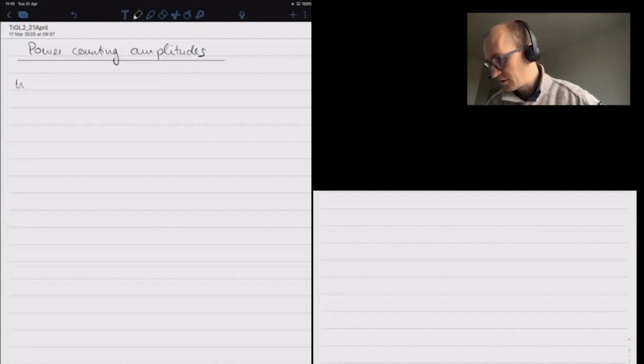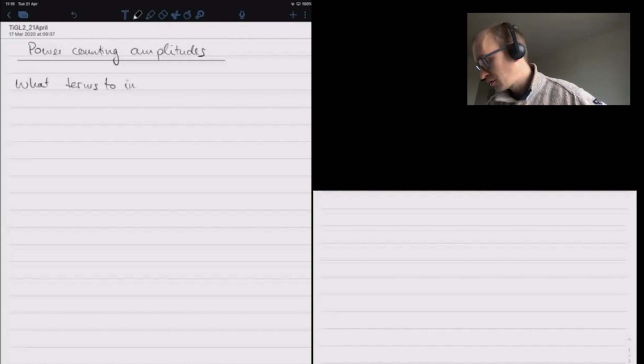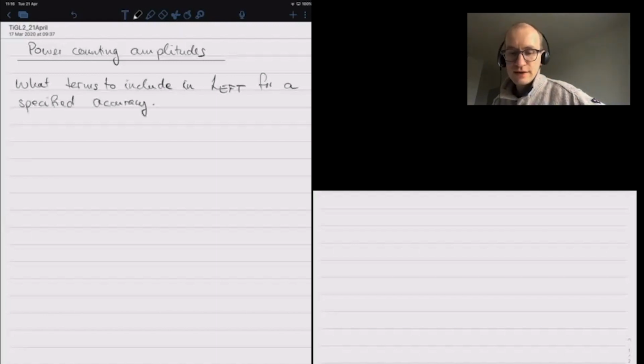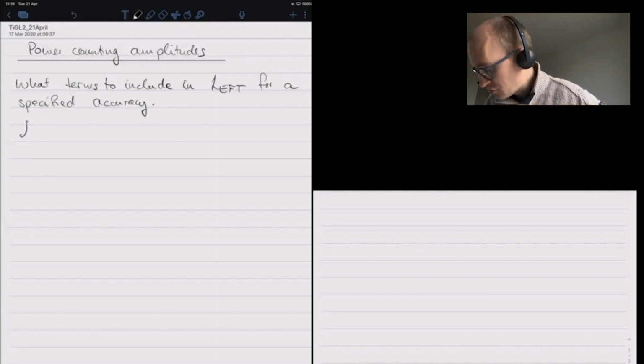So what terms to include in LEFT for a specified accuracy. And so now let me just introduce some notation that will be useful.